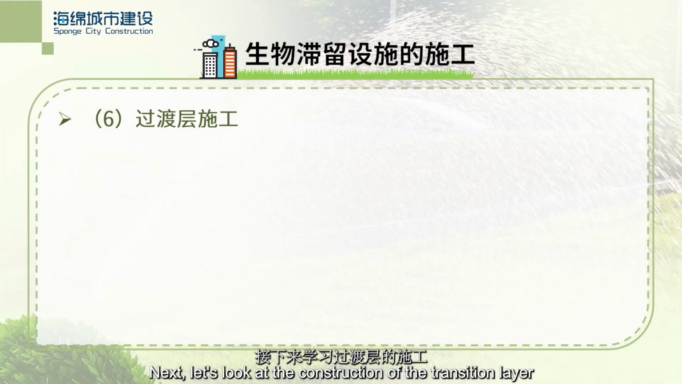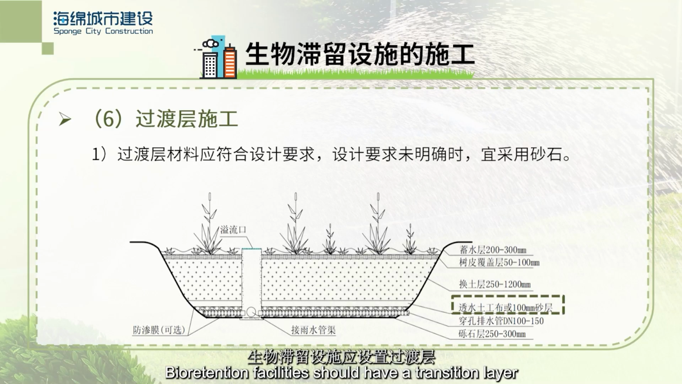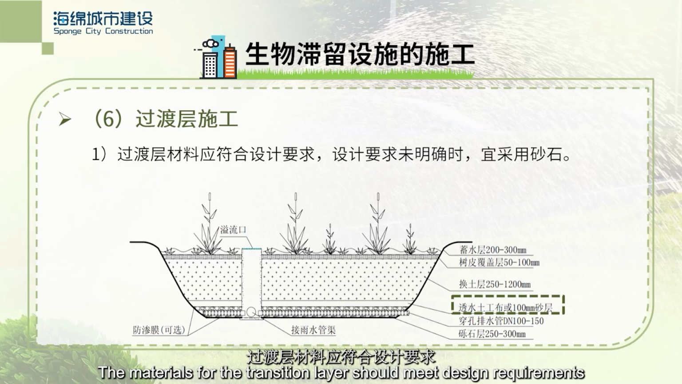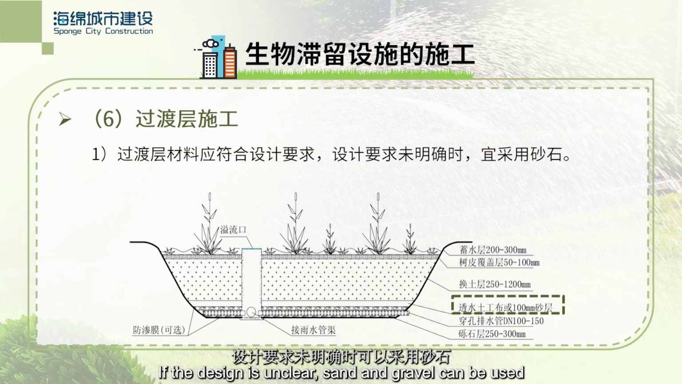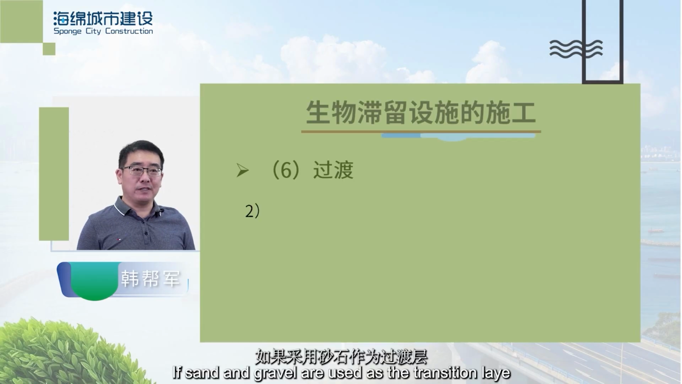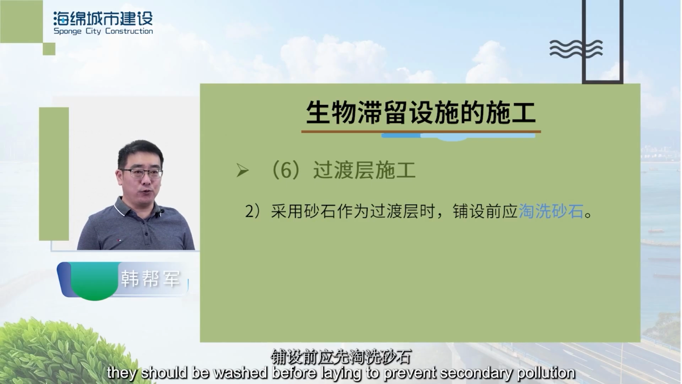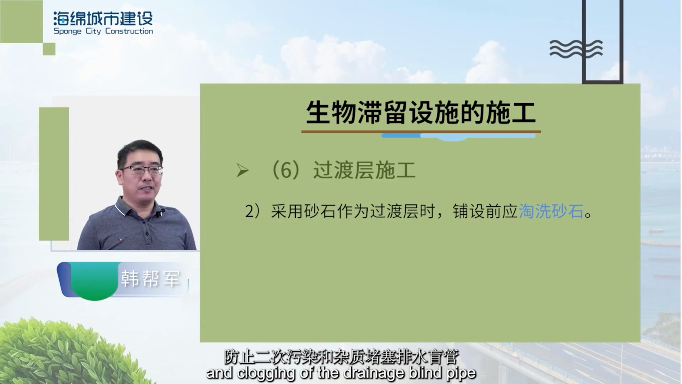Next, let's look at the construction of the transition layer. Bioretention facilities should have a transition layer to prevent the planting medium or replacement soil layer from invading the drainage layer. The materials for the transition layer should meet design requirements. If the design is unclear, sand and gravel can be used. If sand and gravel are used as the transition layer, they should be washed before laying to prevent secondary pollution and clogging of the drainage blind pipe.